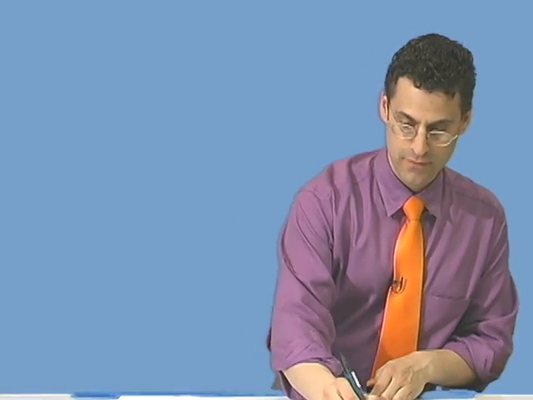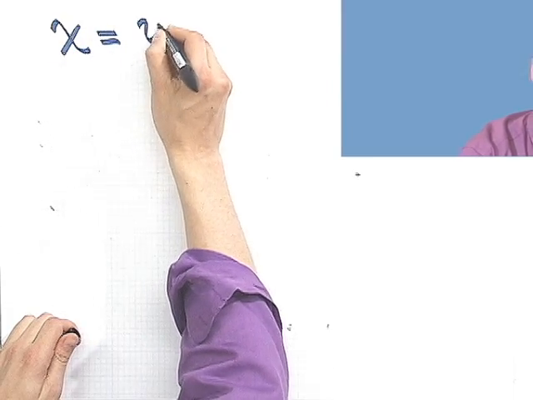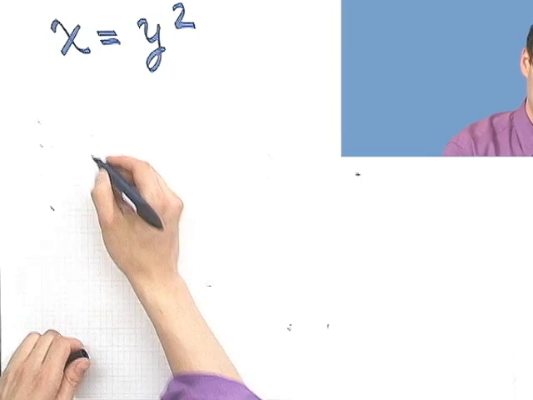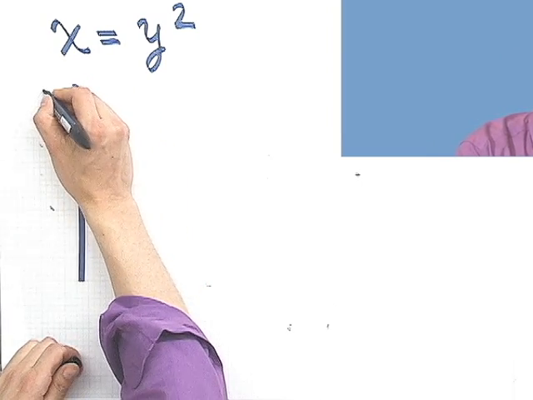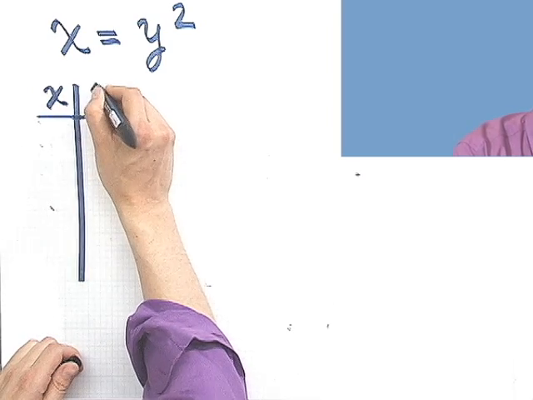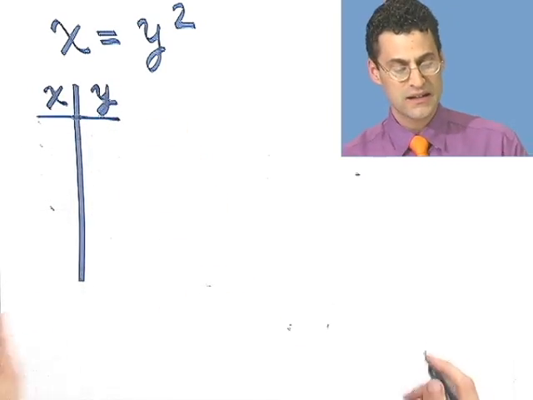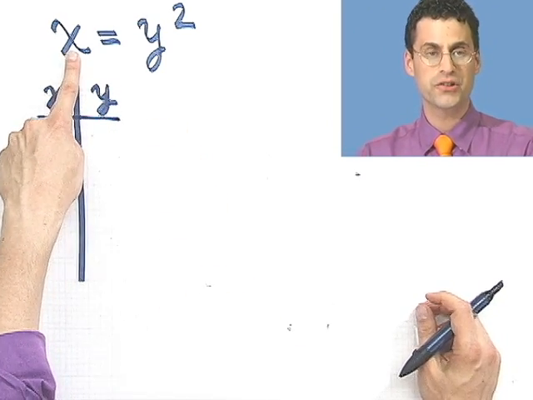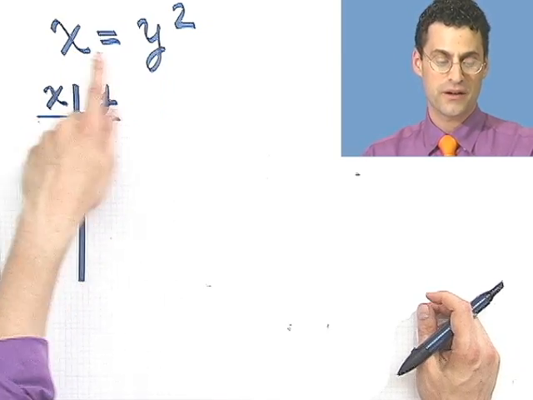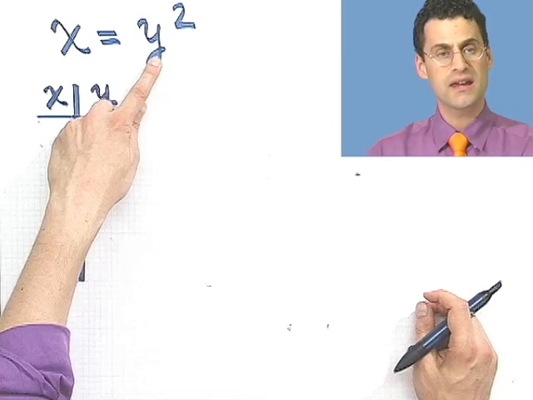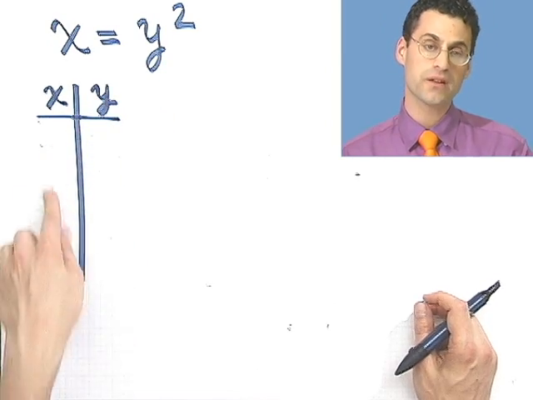Let's try another example. x equals y squared. Let's make a table here, x and y. Now notice something here. If I start to plug in a value, like I put in 2 here, it's going to be sort of hard to figure out what the y's are. If I put in a 3 here, okay, what's that? It would be easier to actually put the y values in and then fill in the x values.